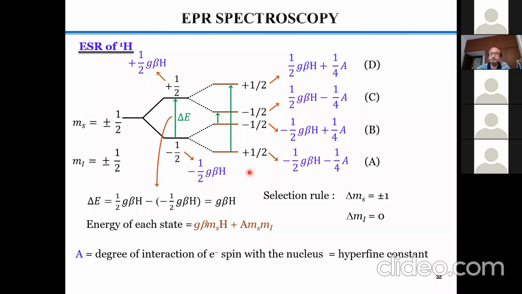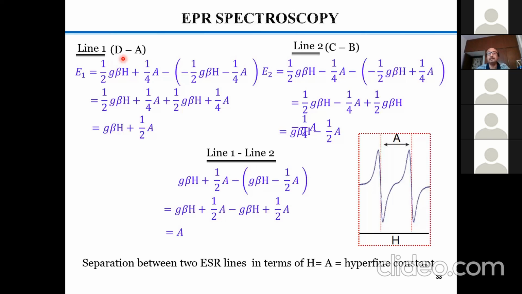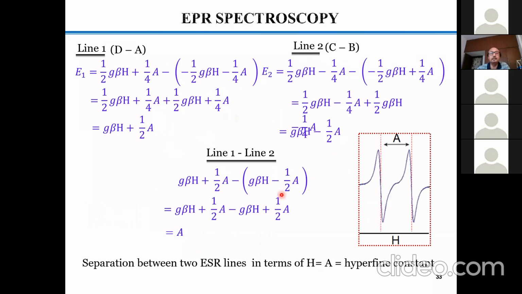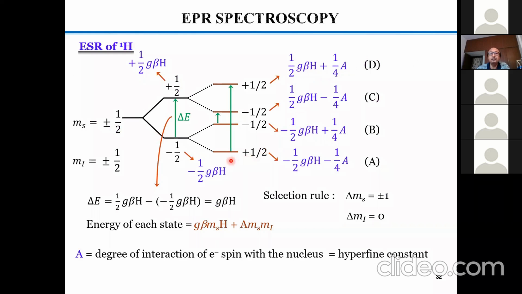Now if we get the first line, that means D minus A. D minus A means I'm talking about this high energy and this lower energy, right? D minus A, then you put all these things in a sequential fashion and you will be getting g beta H plus half A, right? And the second line, again, if you go over here, second line is this one, right? And this one by maintaining that delta M_I equal to 0. This is the energy for B. This is the energy for C. So C minus B.